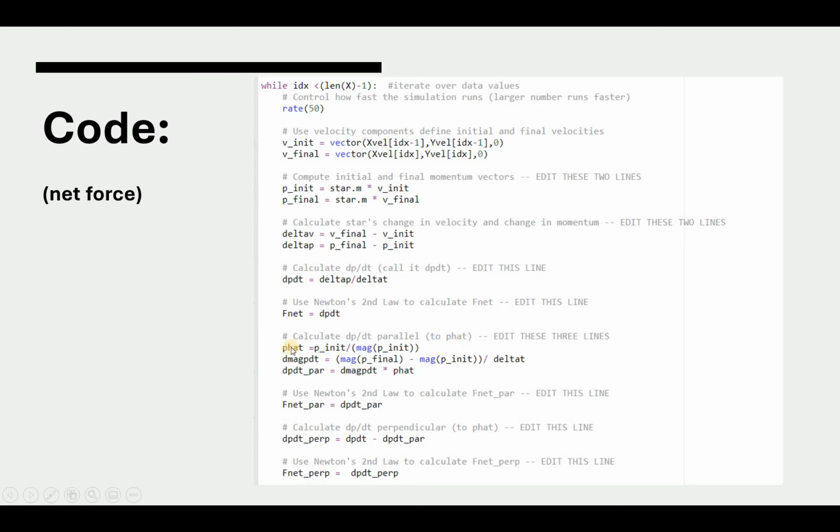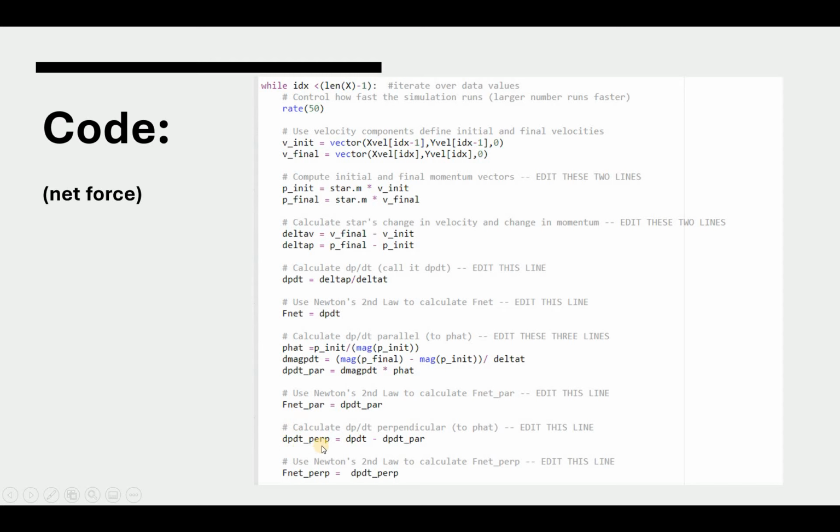Now for our parallel component, we're going to find out P hat, which is going to be the P initial divided by the magnitude of P initial. Then we're going to find the d magnitude of the momentum over dt, so magnitude P final minus magnitude P initial over delta T. Then you multiply these two components together to find the parallel component. And then this is going to be equal to F net parallel.